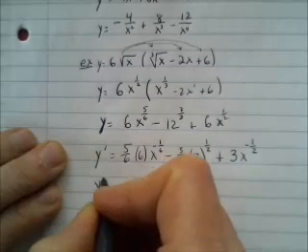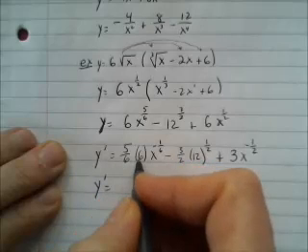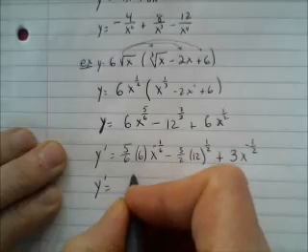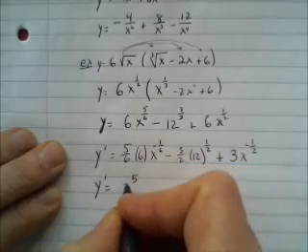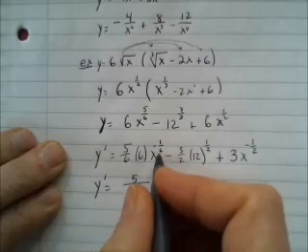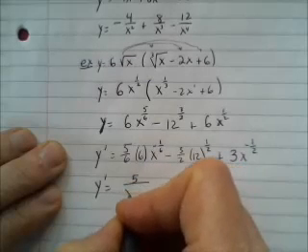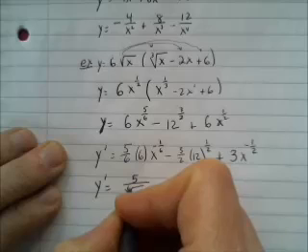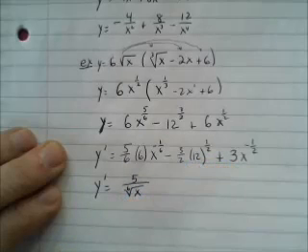So now to clean this up a little bit, let's do 5/6 times 6, which is 5. And we have a negative exponent, so that goes in the denominator. And x to the negative 1/6 means in the denominator it is the 6th root of x.